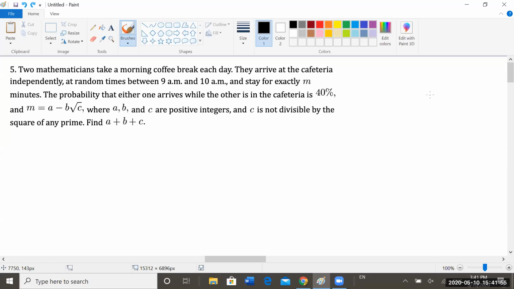Just a quick note, this problem is an AMC problem. So all that stuff on the bottom, m equals a minus b root c, you don't really have to worry about that. All of this here is just for formatting. All you're looking for is what m is.